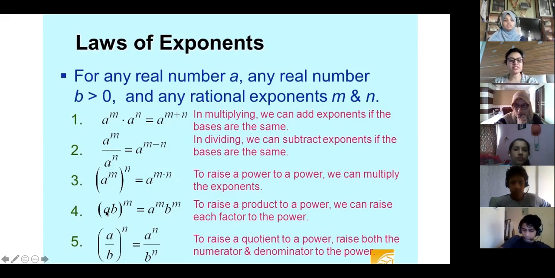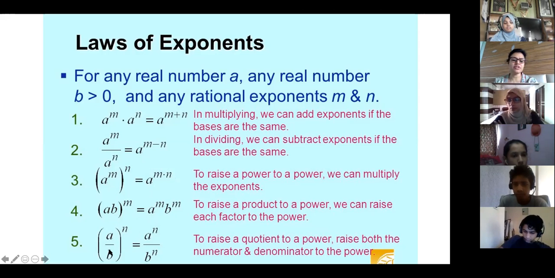Now a into b raised to m, the power will be separated, a raised to m into b raised to m, because ab is already in multiplication. A into b whole power m: when the power goes inside, it will be a raised to m into b raised to m. And a by b whole power n, then the numerator and denominator will get the independent powers, a raised to n by b raised to n.